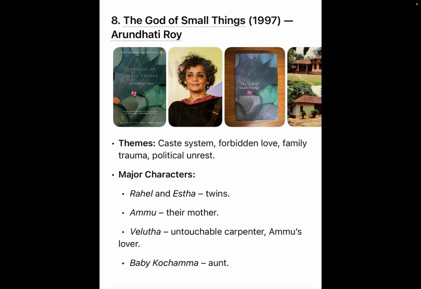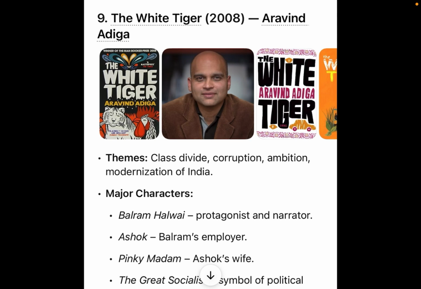So the story is set in Kerala. So it revolves around the life, and then the childhood story of the twins Rahel and Esther, right? So this is also one of the major works of Indian English novel. So the next important work is The White Tiger.